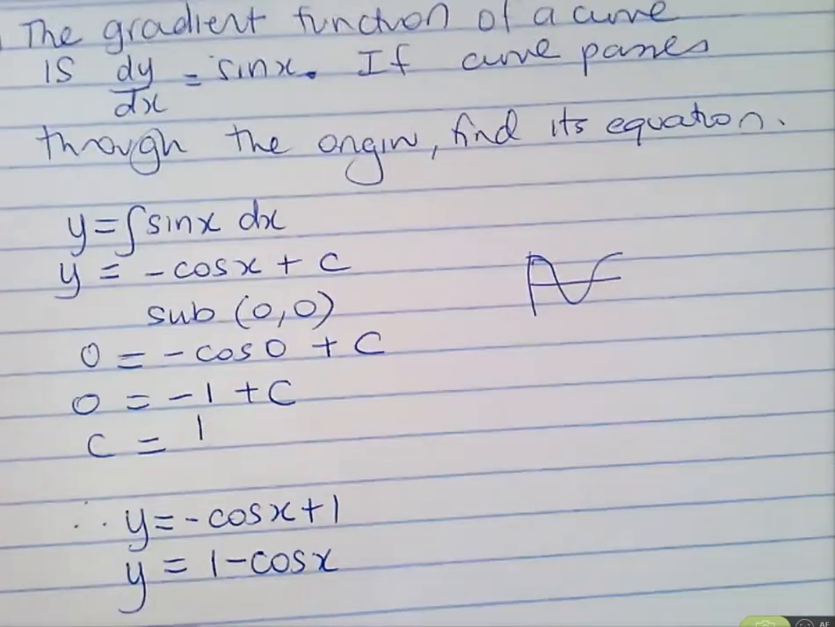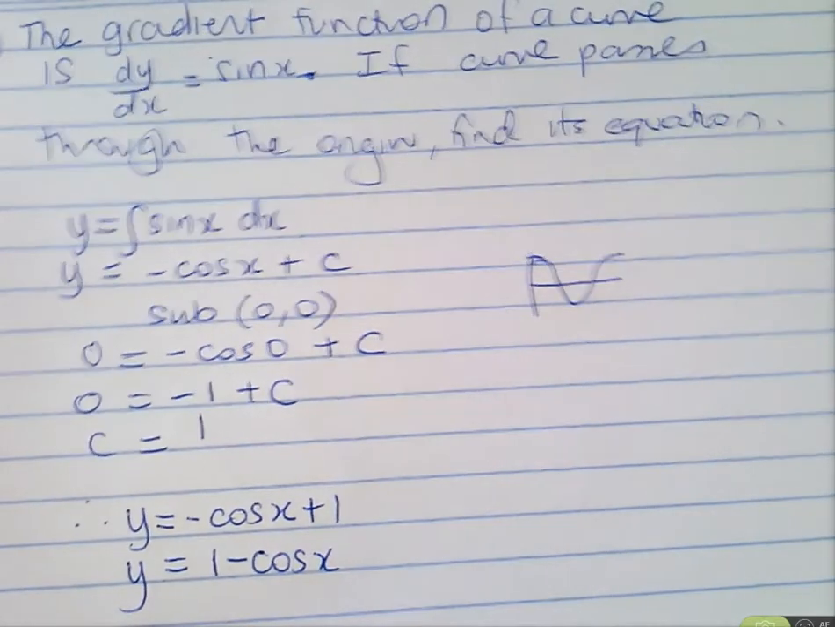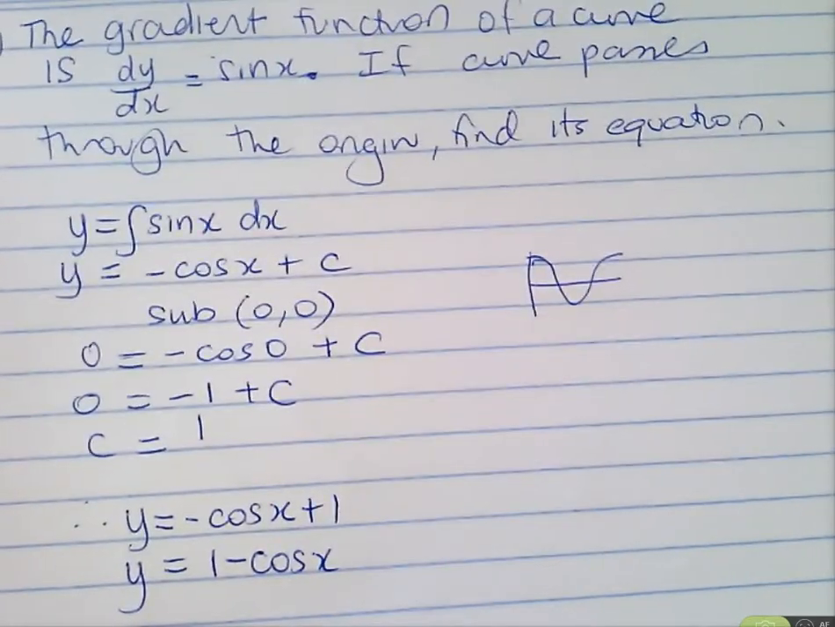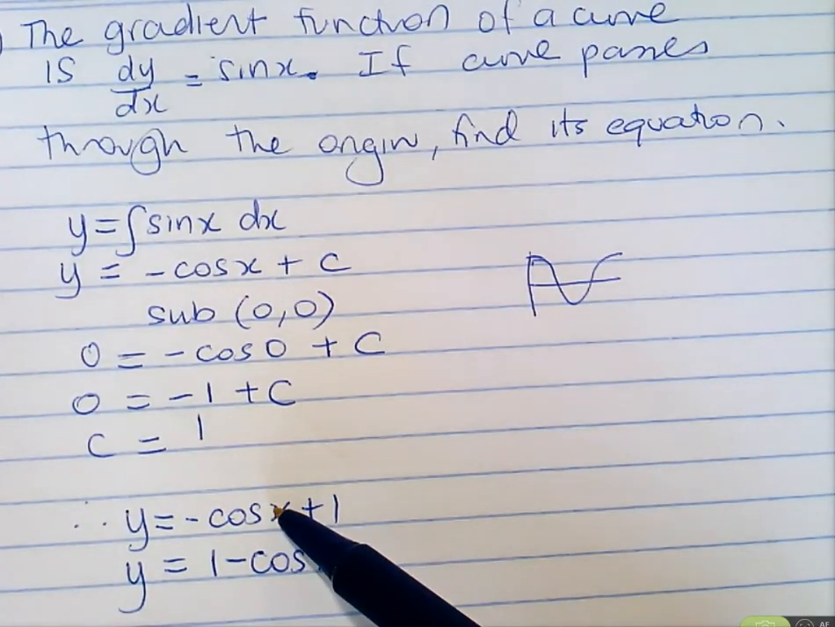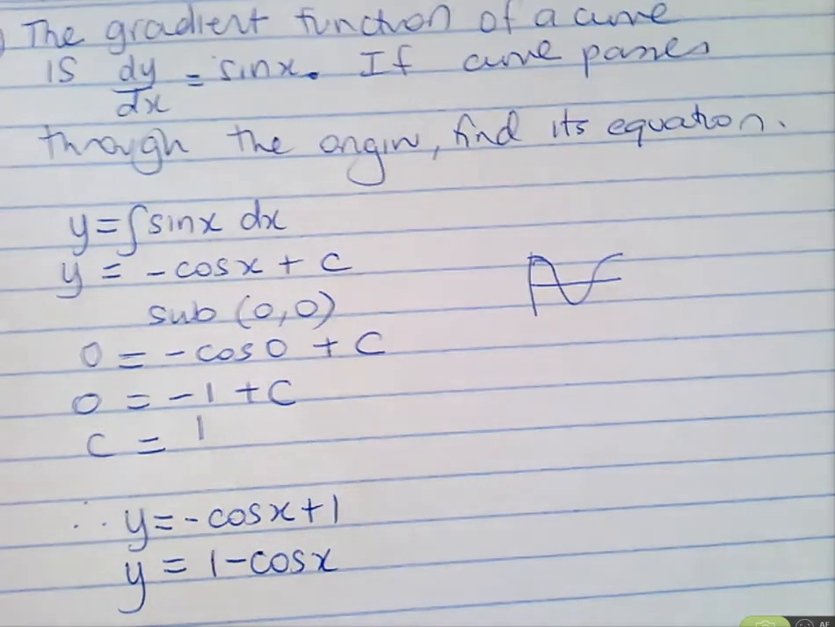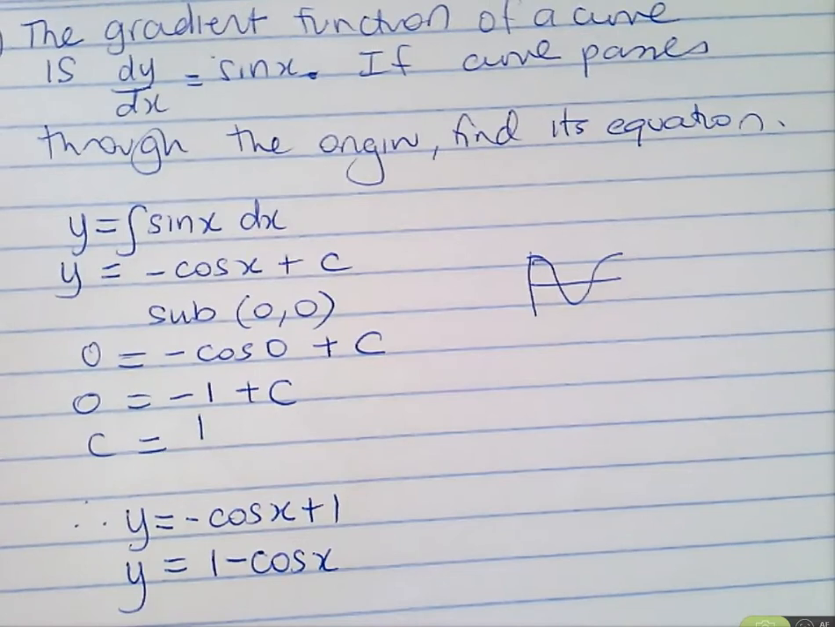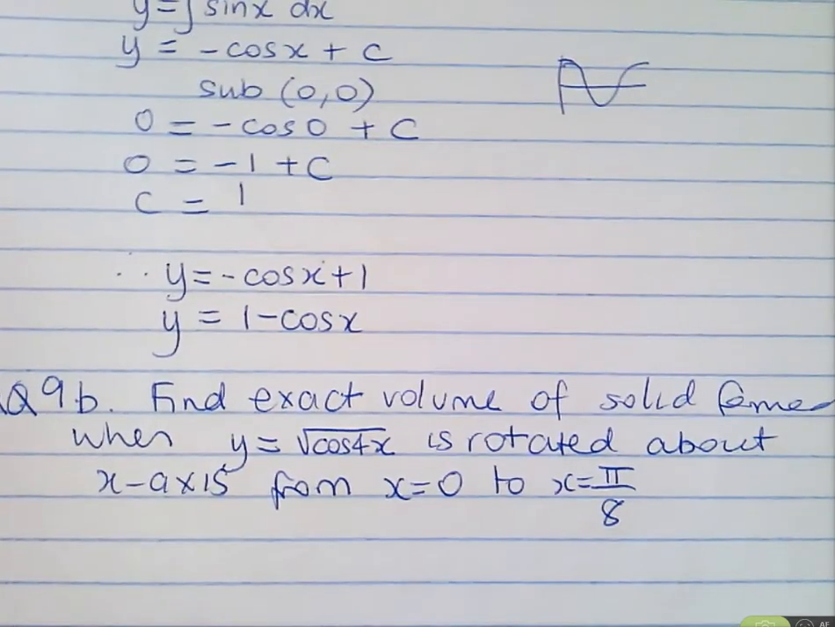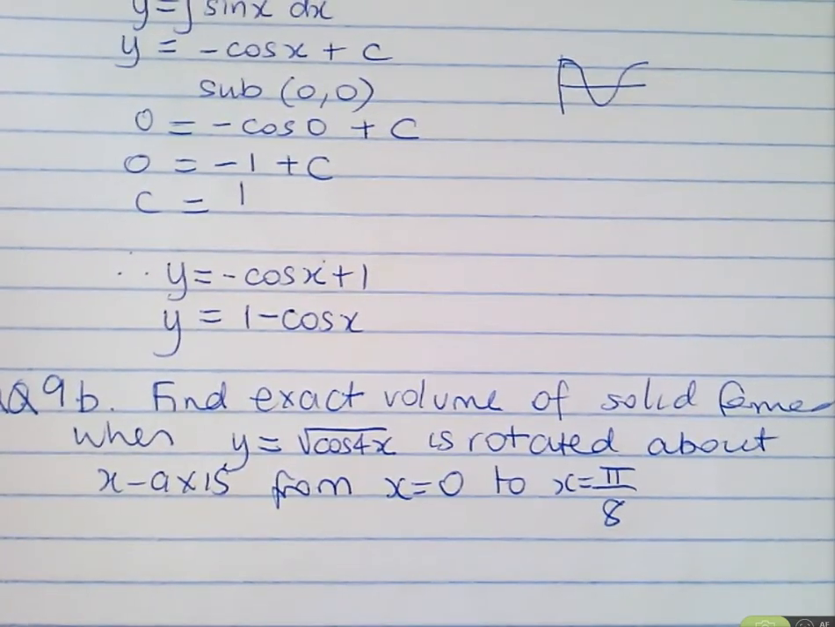Explain what that curve looks like in terms of curve sketching. So you start with the normal cos curve. What do you do to it? You reflect it in the x-axis, and then you shift it up 1. Beautiful.